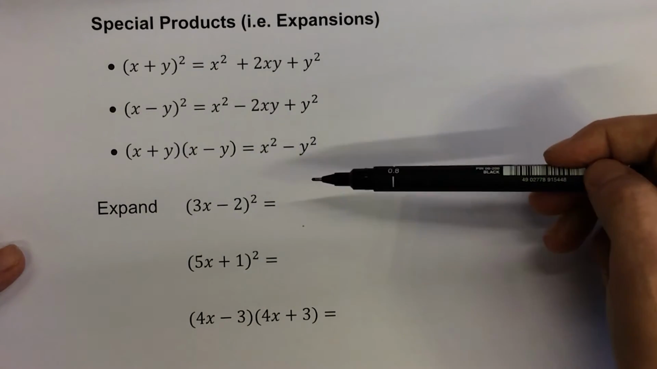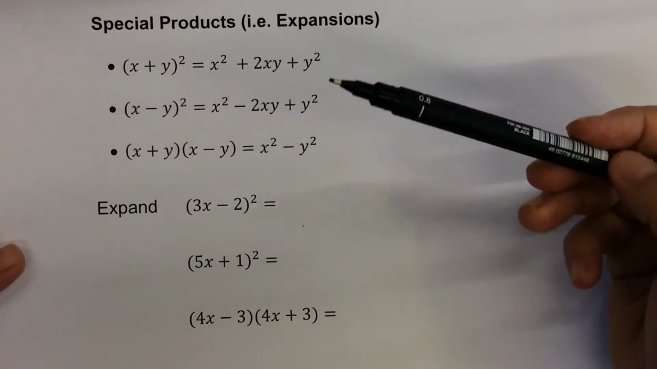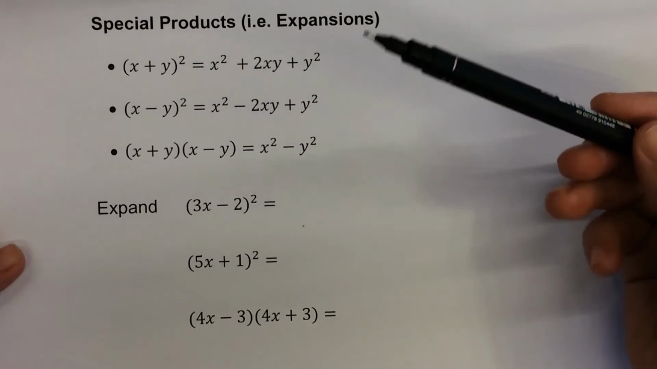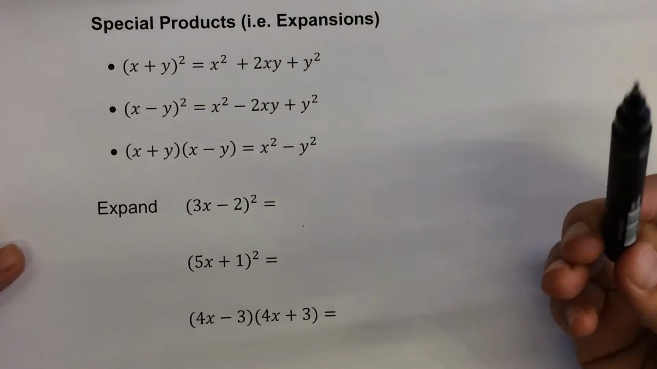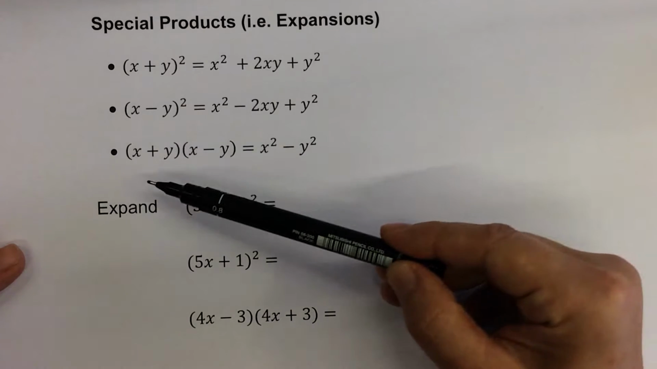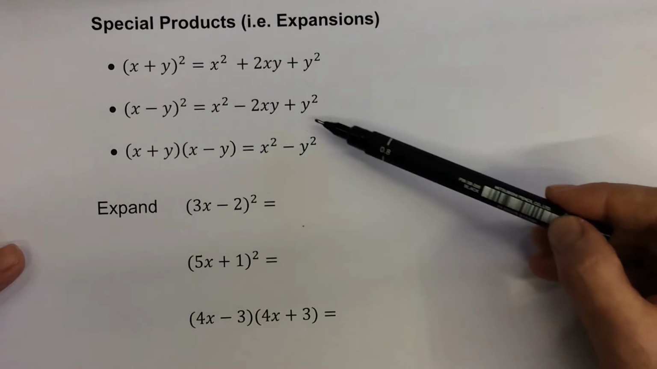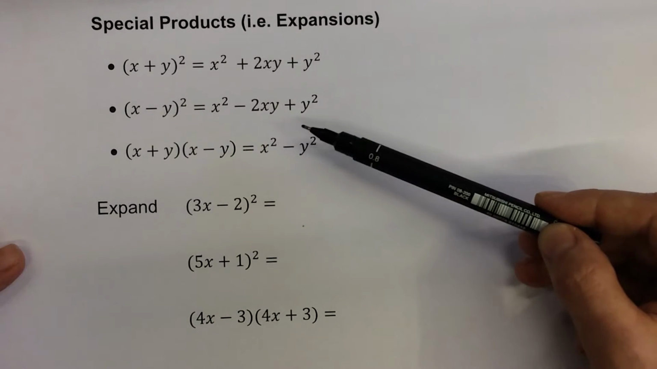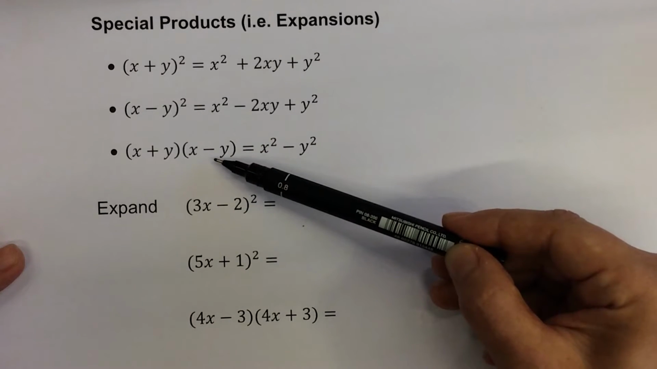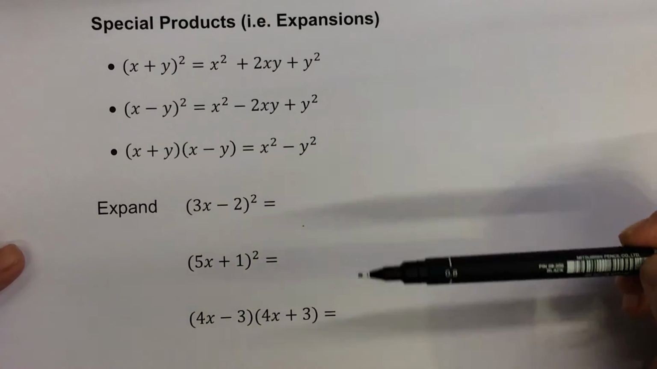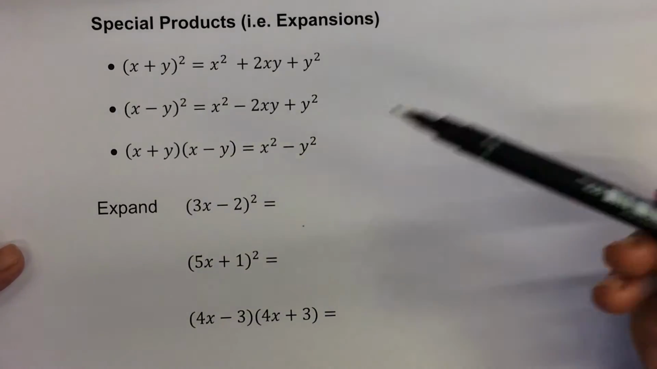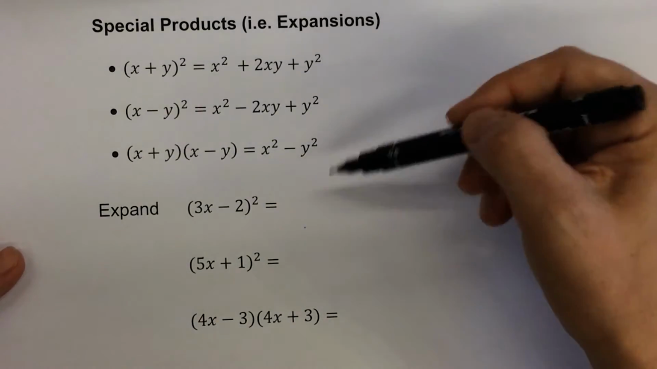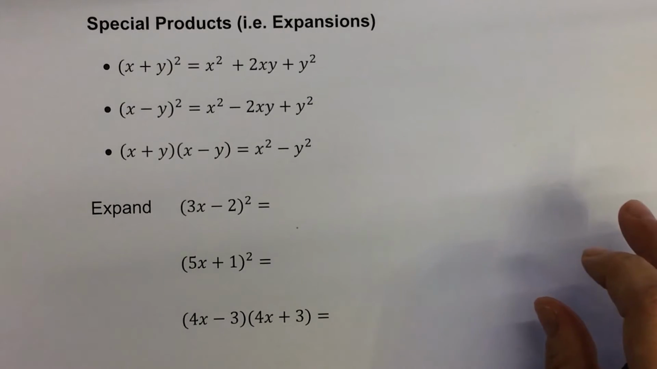Another nice product which you need to remember is the difference of two squares. Very, very useful. If you multiply the sum and difference of the same terms, this is how the expansion ends up: the square of the first term minus the square of the second term. So you save time on collecting like terms and so on. We should be able to recognize these three formulas in examples.